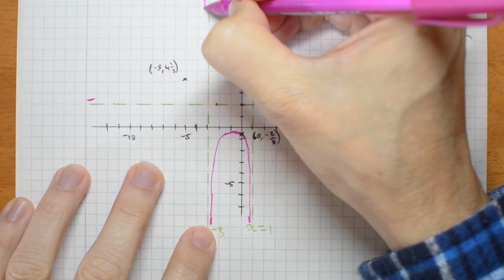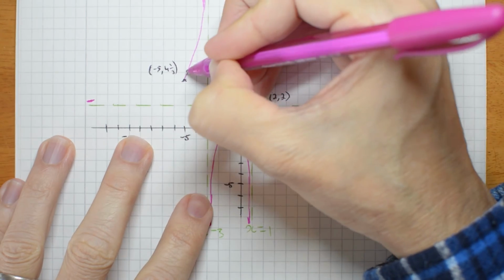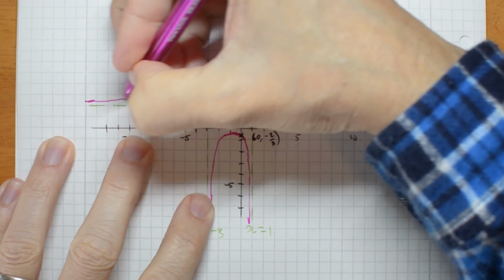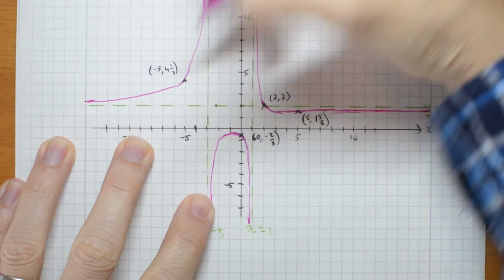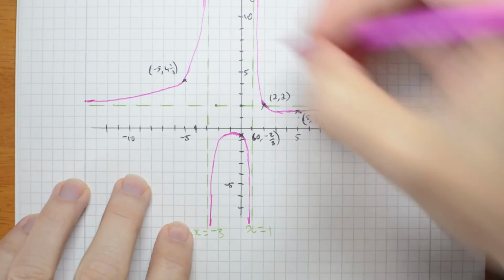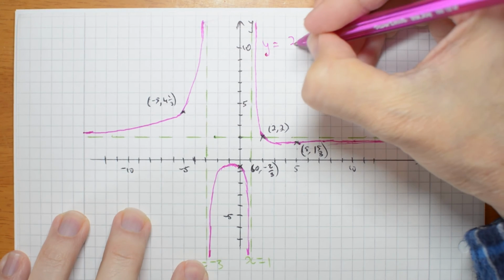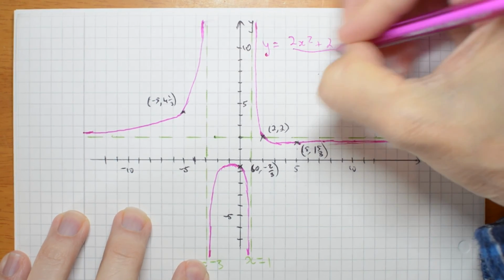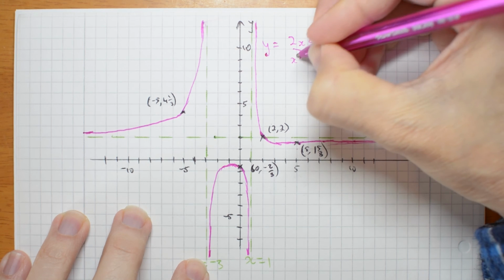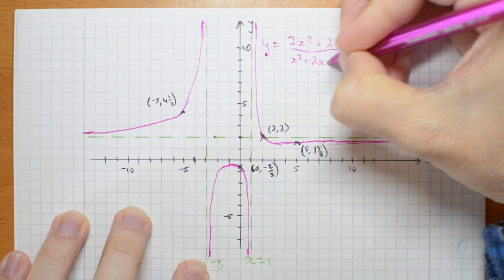And this one comes down through that point and across to there. And this is 2x squared plus 2 over x squared plus 2x minus 3.